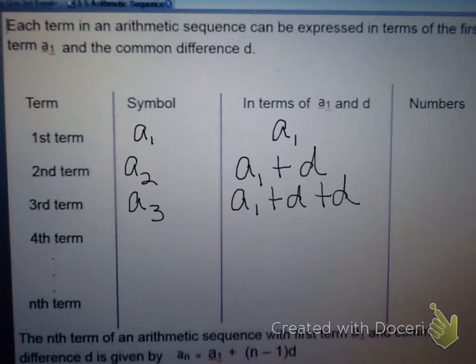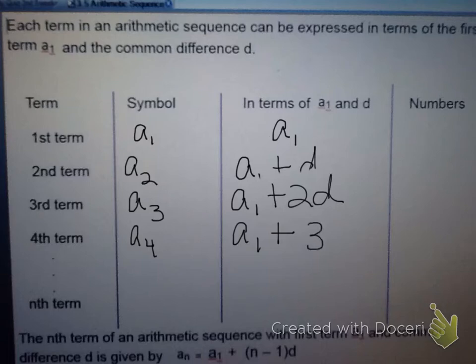the common difference again. We just keep adding the common difference to each from the previous term, which would be 2d. Because d plus d is 2d. The fourth term is the first term plus 2d plus another d, which would be 3d. So we keep adding a d every time. So if I asked you for the fifth term, it would be a sub 5, which is the first term, plus 4d.